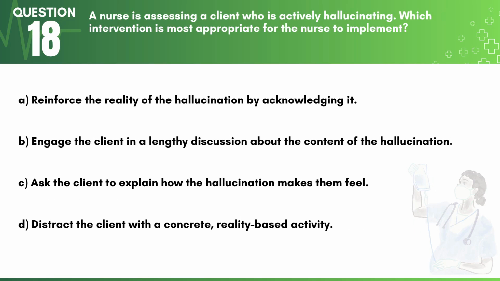Question 18. A nurse is assessing a client who is actively hallucinating. Which intervention is most appropriate for the nurse to implement? A. Reinforce the reality of the hallucination by acknowledging it. B. Engage the client in a lengthy discussion about the content of the hallucination. C. Ask the client to explain how the hallucination makes them feel. D. Distract the client with a concrete, reality-based activity.